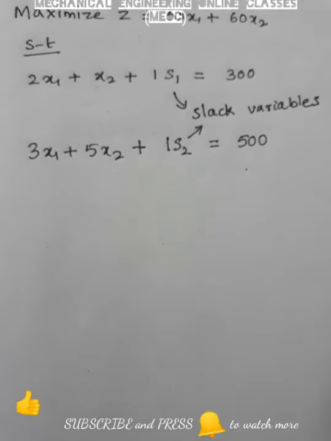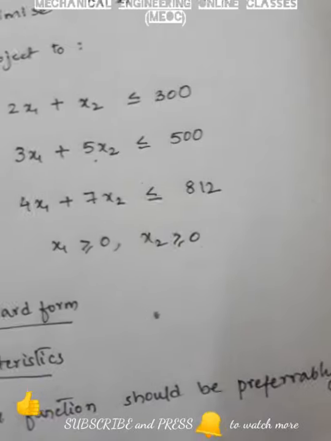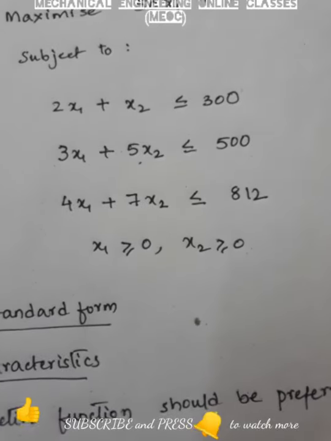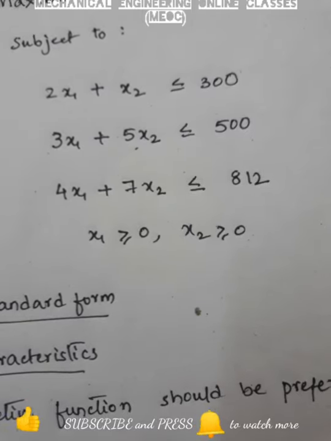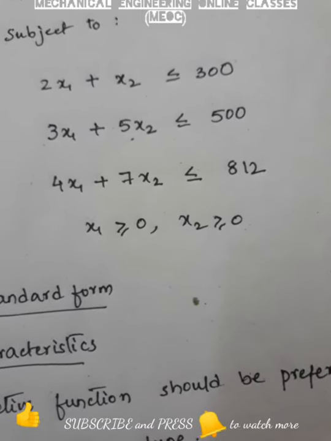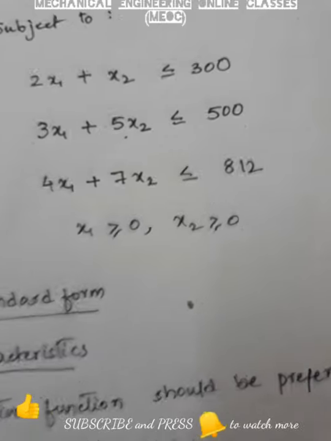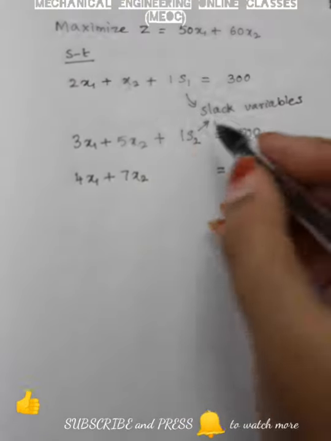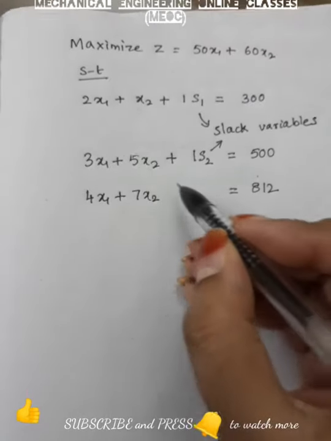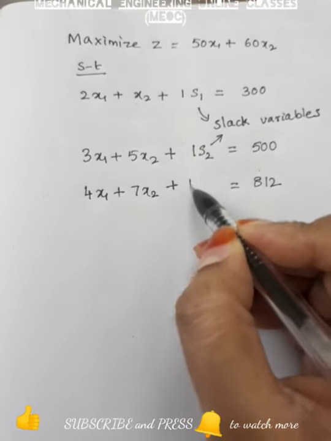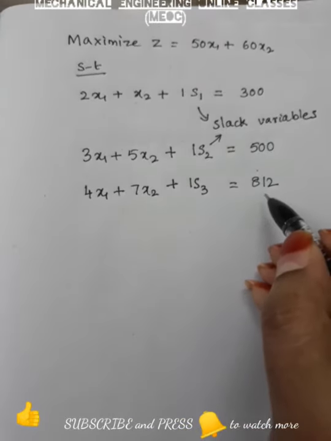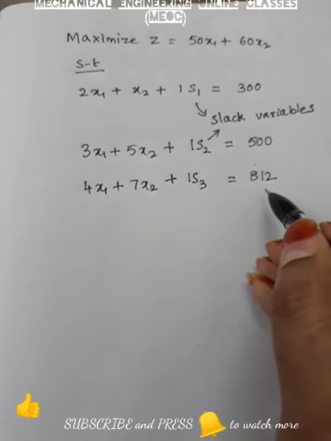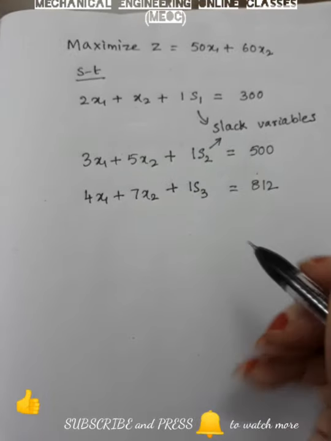Consider the third constraint, 4x1 plus 7x2, which should be equal to 812. So I am adding a third variable, which is also called a slack variable, in order to make the left hand side equal to 812.